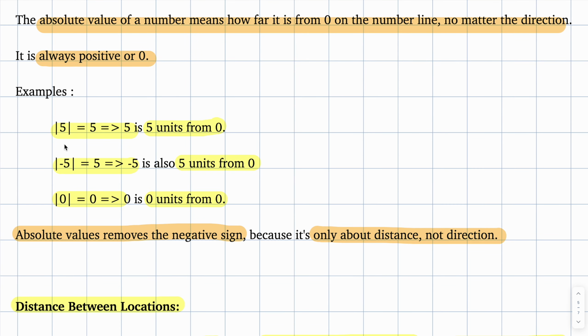Here's some examples. Absolute value of 5 is just 5, and 5 is 5 units from 0. Absolute value of negative 5 would be 5, so negative 5 is also 5 units from 0. And 0, the absolute value of 0 is equal to 0. So that means 0 is also 0 units from 0. Absolute value removes the negative sign, because it's only about distance and not the direction.